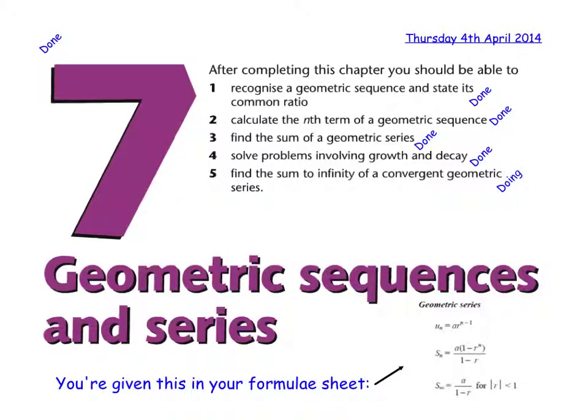Now then, we move on to the final part of geometric sequences and series. So far we've found our common ratio r, we've calculated the nth term using a, the first term, times r to the n minus 1, we've found the sum of a geometric sequence or series, and we've solved problems involving growth and decay, interest and depreciation.